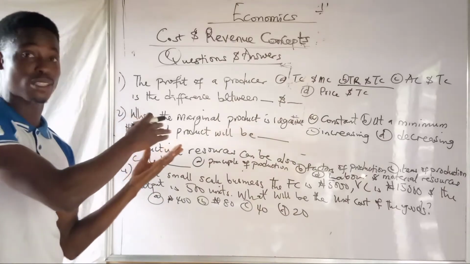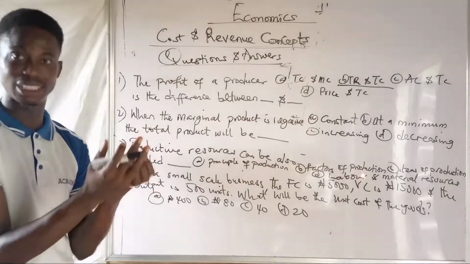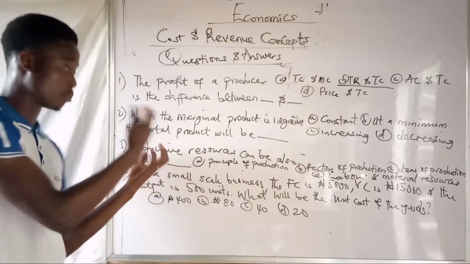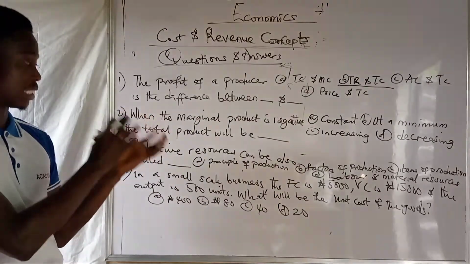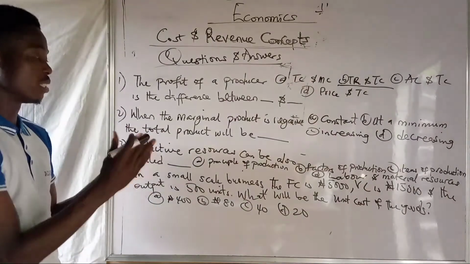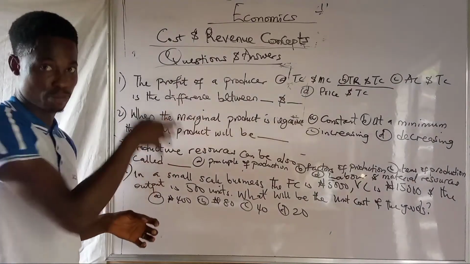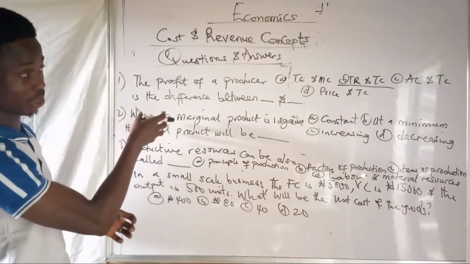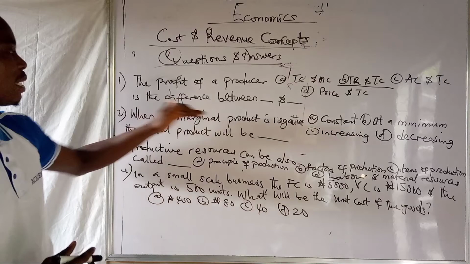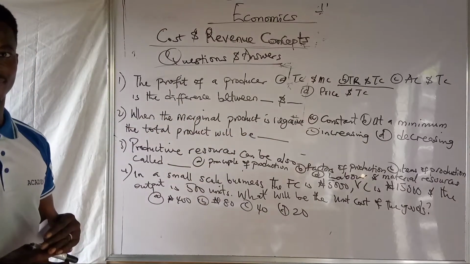Here we talk about products, but there's no way we talk about products without mentioning the cost that we have used in production. In that topic, we can talk about the products and at the same time talk about the cost. But majorly the focus is on the cost. But we can still chip in the product in this question, as the question says, when the marginal product is negative, the total product will be what?